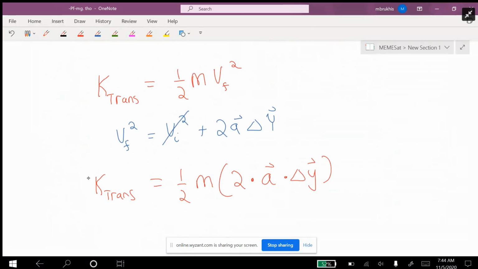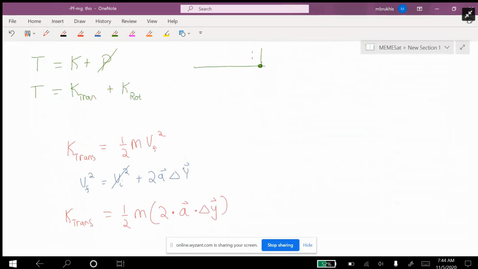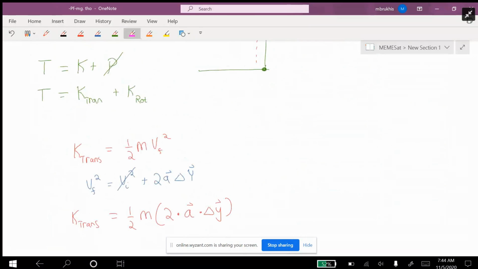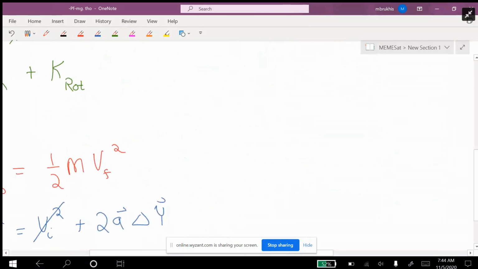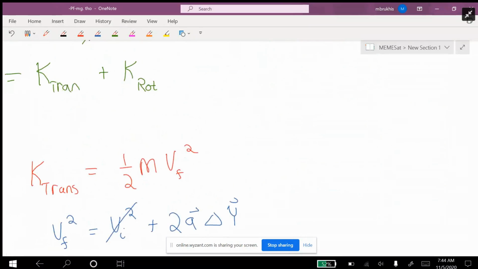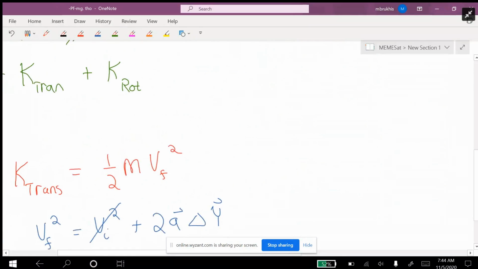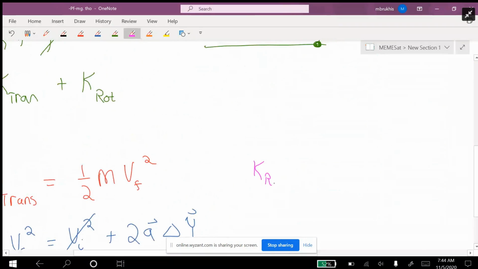All right, so that's one form of energy. Now let's move over to the rotational energy. So just very similar to the translational kinetic energy, K rotational is equal to 1/2, but instead of the mass, we use the corresponding rotational term, which is called the moment of inertia, times its rotational velocity, omega squared.